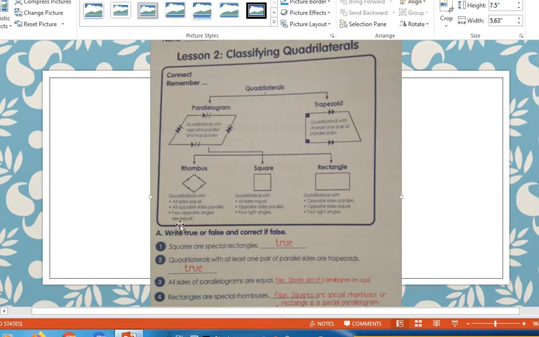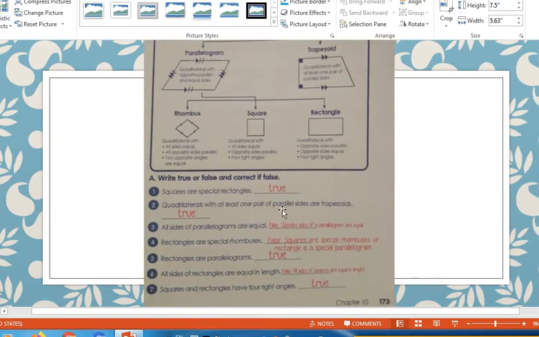Two opposite angles are equal. Square: quadrilateral, right? Because it has four sides, so it's a quadrilateral. All sides are equal. Opposite sides are parallel. Four right angles inside the square. Rectangle: quadrilateral with opposite sides parallel, opposite sides equal, four right angles.